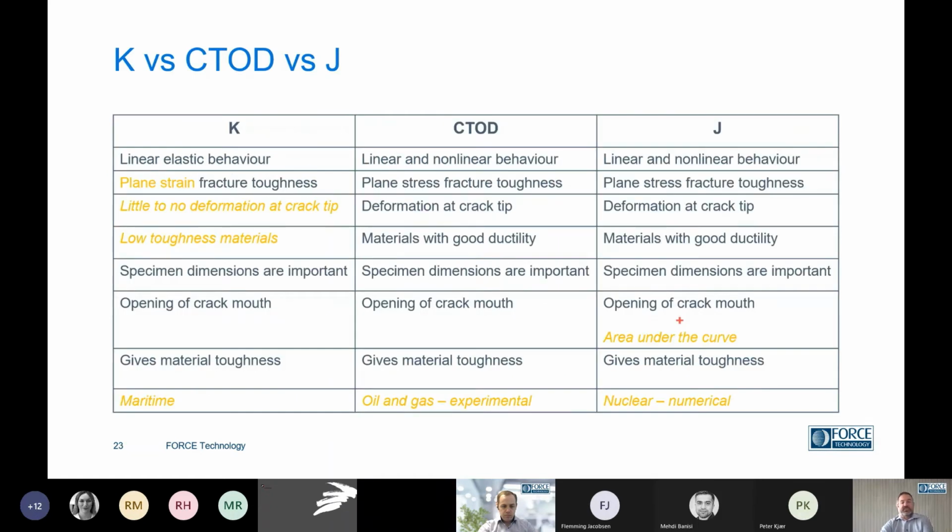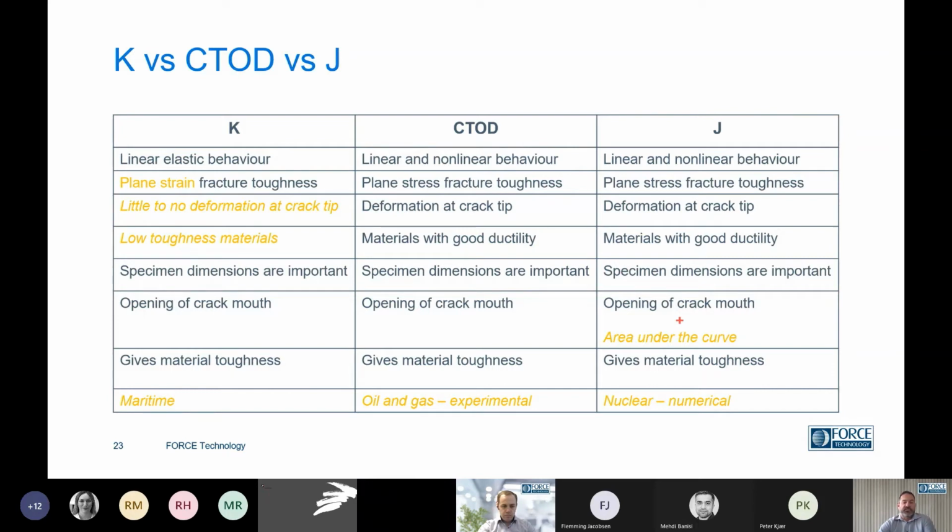Another way to look at this is in a table. Well, there are many similarities, but there are some key differences. As an example, look at plane strain versus plane stress, or how the toughness is calculated, and also where it comes from.